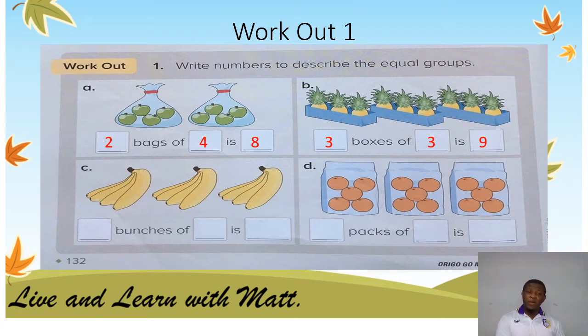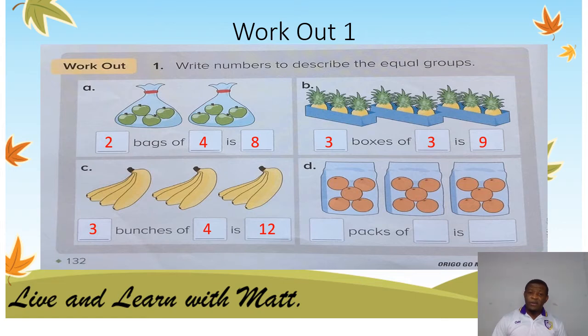Now let's take a look at part C. How many bunches can you see? That's correct. 3 bunches of 4 bananas. So what is the total number of bananas there? That is 12. So 3 bunches of 4 bananas is equal to 12. When we count in step of 4, we make 3 jumps, 4, 8, 12. So we get the total number to be 12.